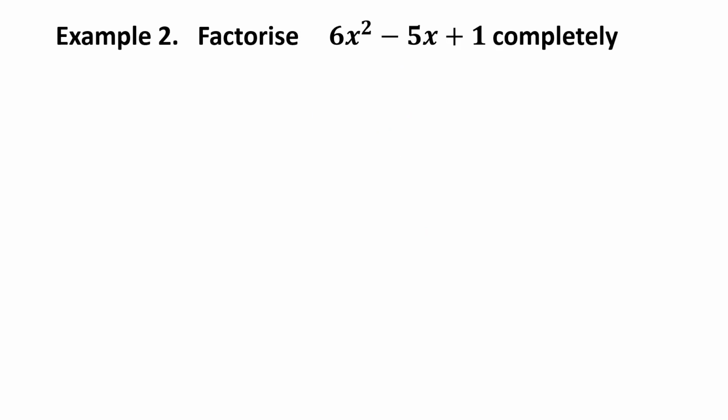Factorize 6x squared minus 5x plus 1 completely. As usual, let's rewrite this expression as it is. Then as usual, let's drop this 6x squared as it is, like this.